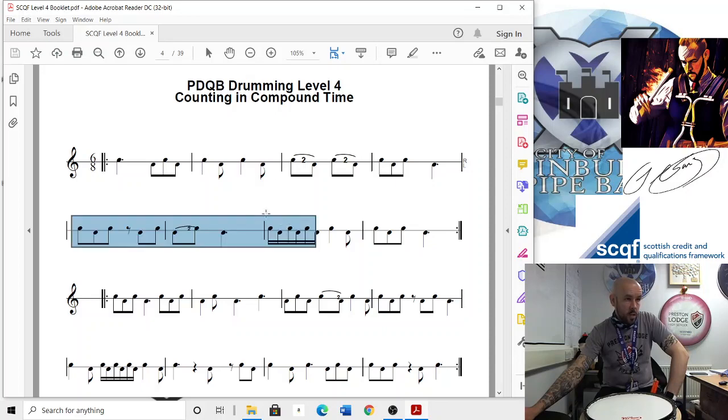And then remember when you get to the semi-quavers, 1 a day in a day. So 1 a day in the day. Quite hard to say. 1 a day in a day 2. 1 a day in a day 2 day.